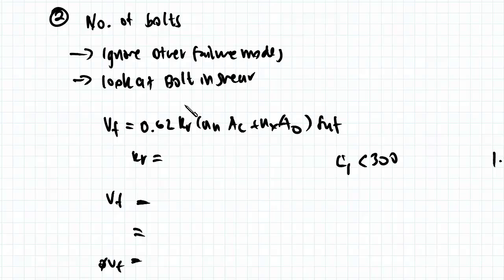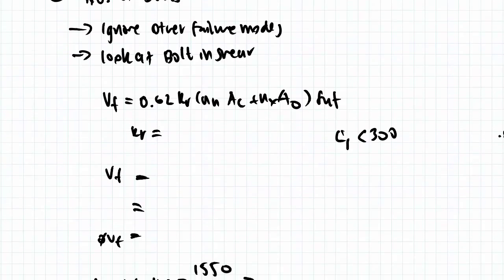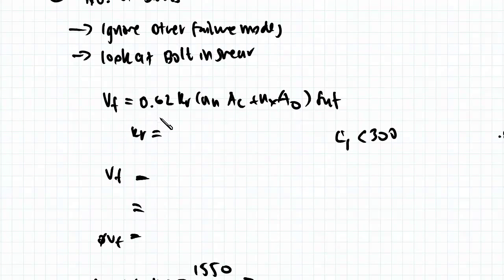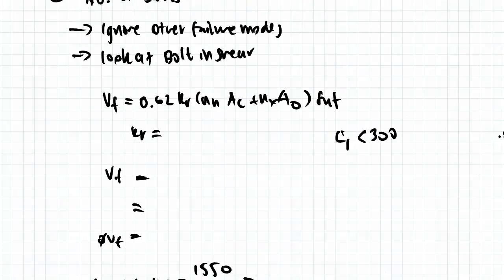Alright, so moving ahead. We will be using the equation Vf equals 0.62 times kr, and then in brackets nn times Ac plus nx times Ao, times the tensile strength of our bolt. Now when we begin, kr will be the first variable that we encounter, and kr is dependent on the length between the first row of connectors and the last row of connectors. So in our equal angle, it would be between the first bolt and the last bolt.